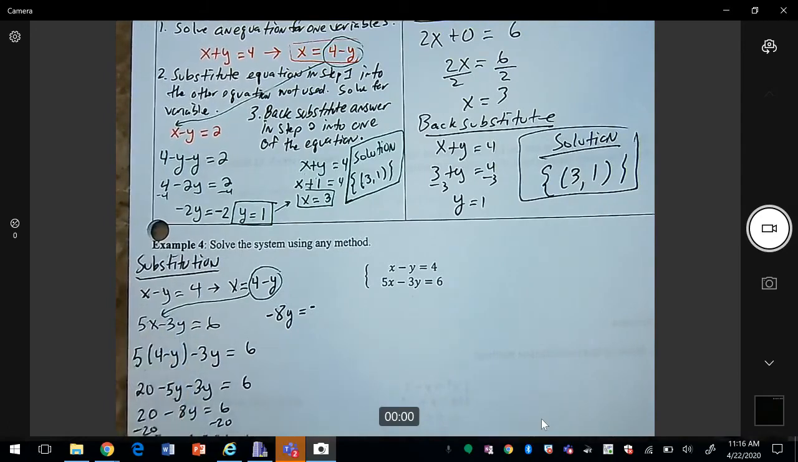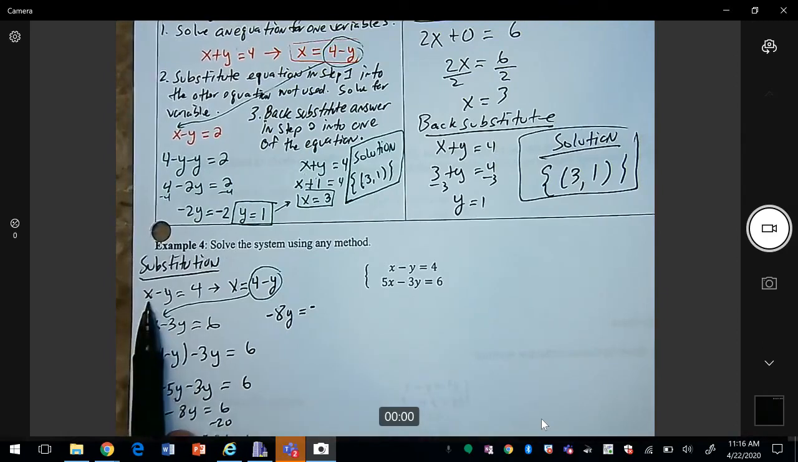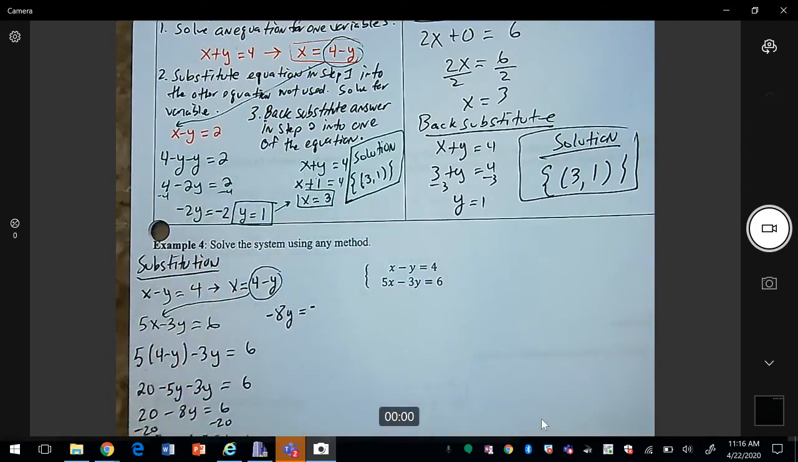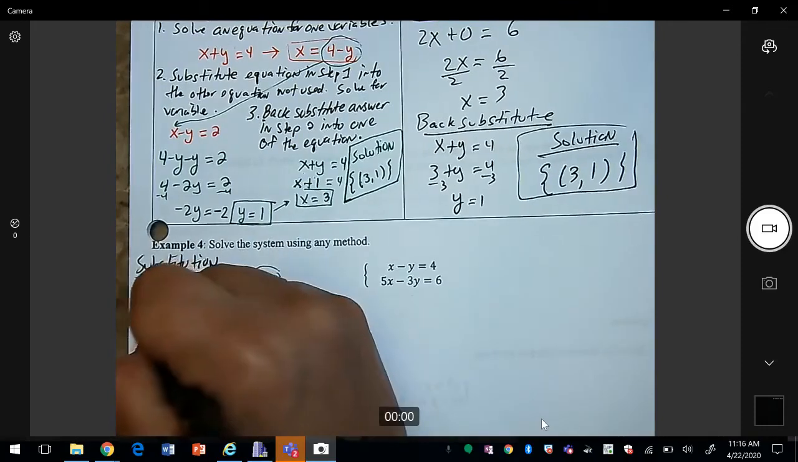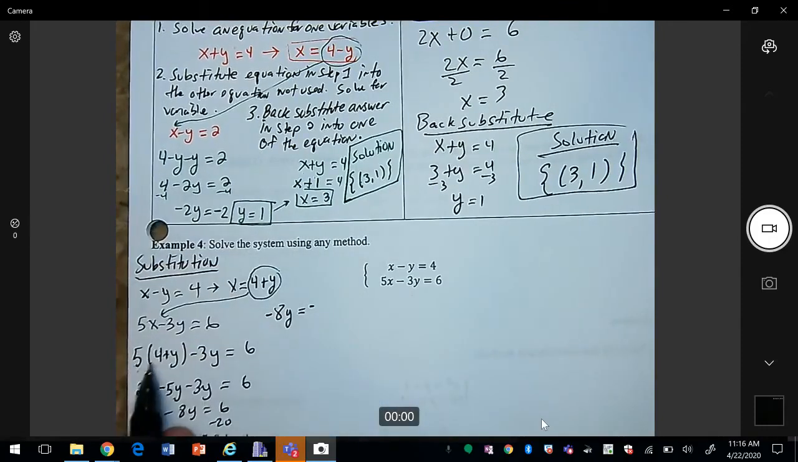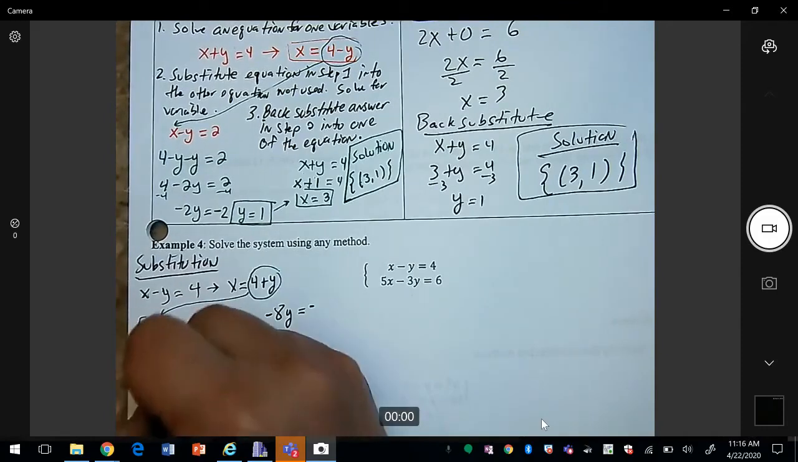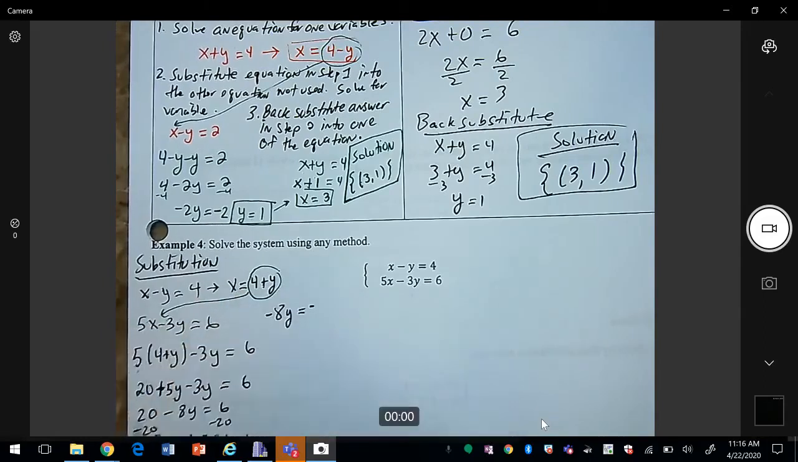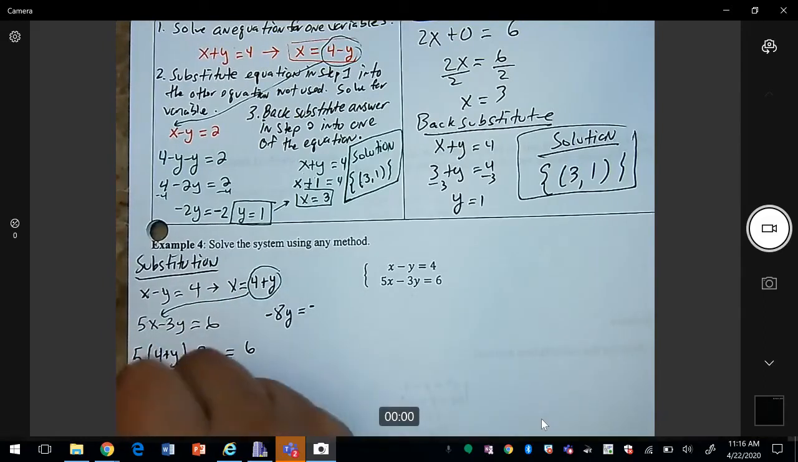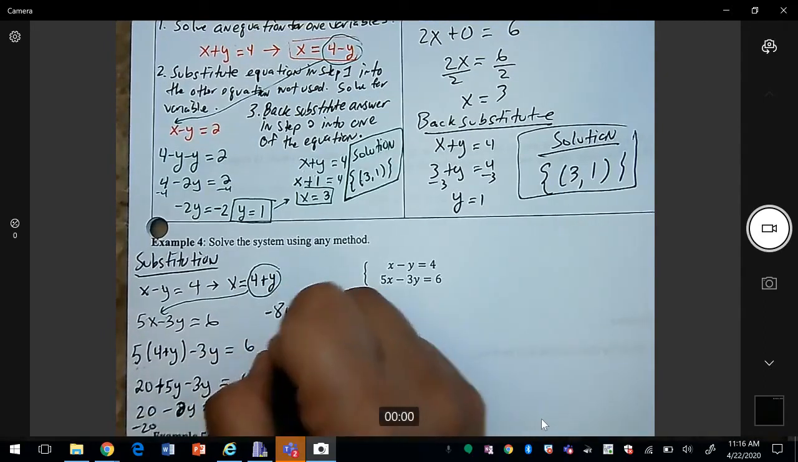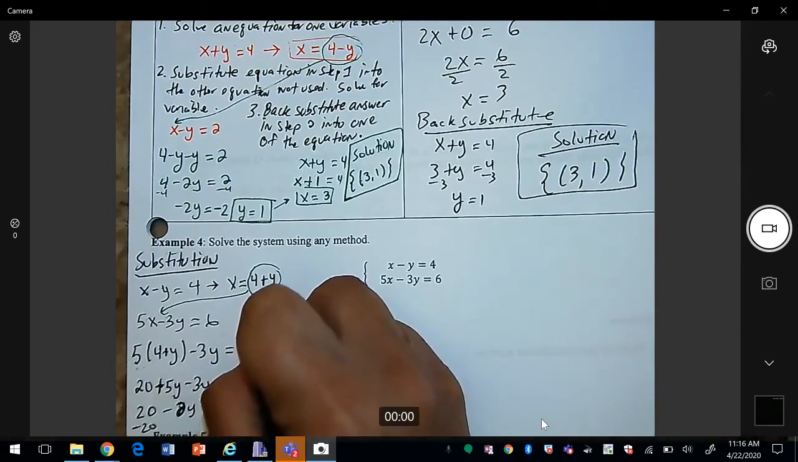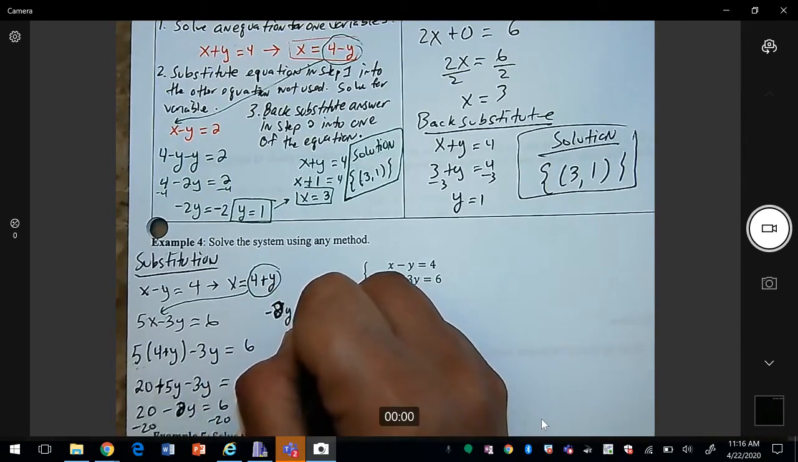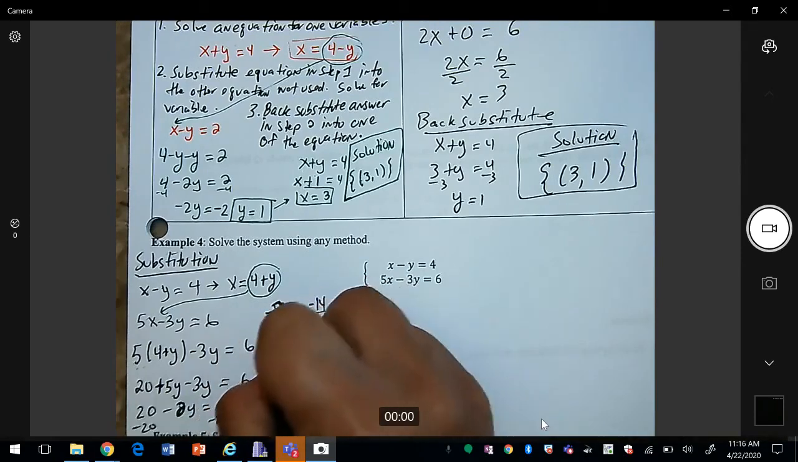So here, let's just go back really quick. Notice here I have x minus y equals 4. So I need to add y on both sides. So this is going to be 4 plus y. And so when I substitute it in here, I'm going to get 5 times 4 is 20. 5 times y is positive 5y. And so 5y minus 3y would give me 2y.